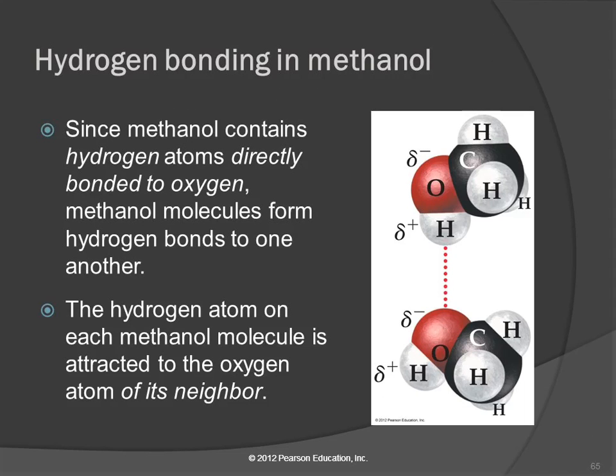Let's look at what happens with methanol. Methanol has oxygen bonded directly to hydrogen. These hydrogens bonded to carbon don't matter for hydrogen bonding. The electronegativity difference is not large enough there. But oxygen to hydrogen, that's the key. So this hydrogen is partially positive, this oxygen is partially negative. And this hydrogen is attracted to the oxygen in a neighboring molecule. And we get hydrogen bonding.